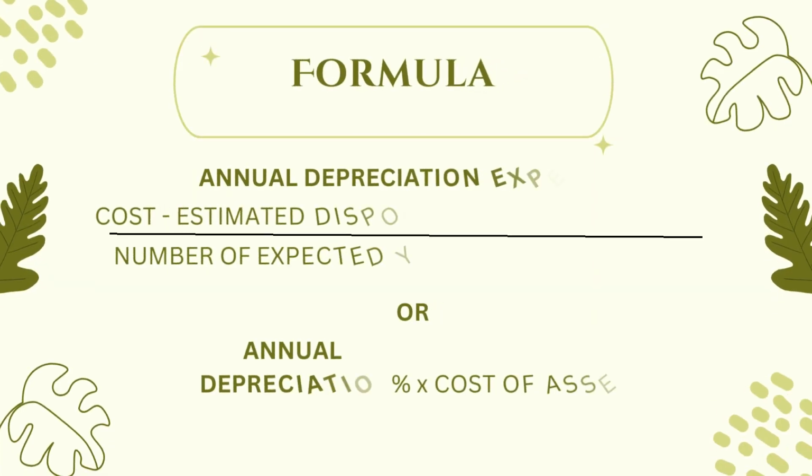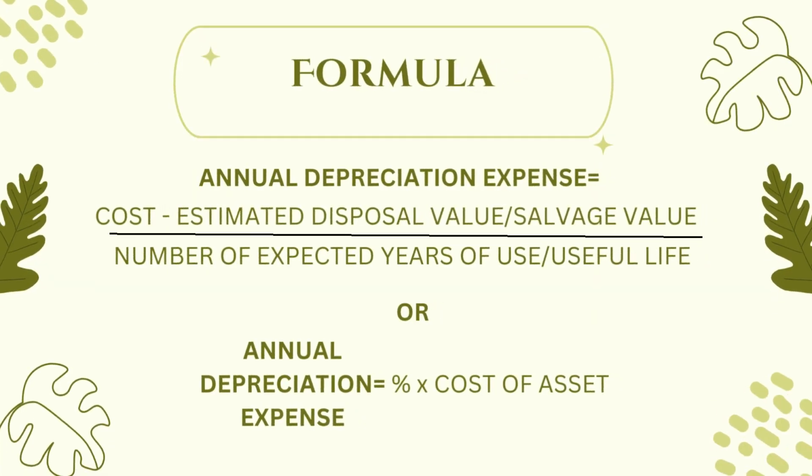For the formula for the straight line method, we have two different formulas. The first one is cost minus estimated disposal value or salvage value, and divide it by the number of expected years of use or useful life. The second formula, if the question gives you the percentage, you need to multiply the percentage with the cost of the asset.